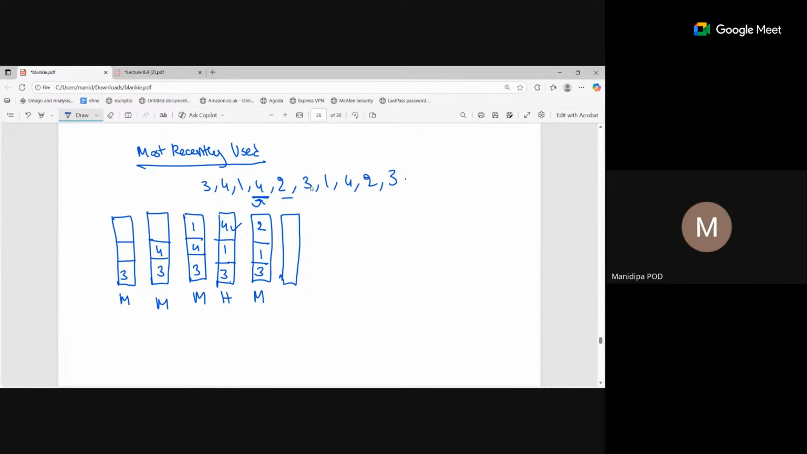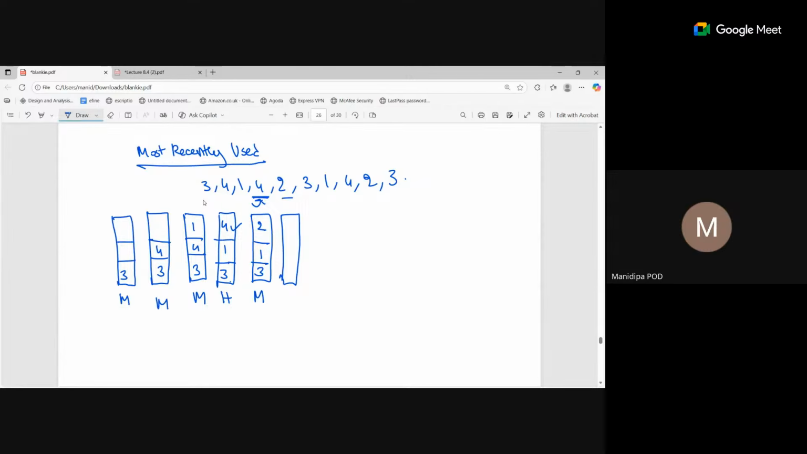Ma'am, in the third block, like 1 4 3, we must replace the most recently used, and that is 1. Yes. And in place of that, we should have put 4. So how come 4 1 3 is there? Because 4 was not a miss. We are not replacing. We are just changing the slots. We are trying to keep track of where the most recently used one is stored.